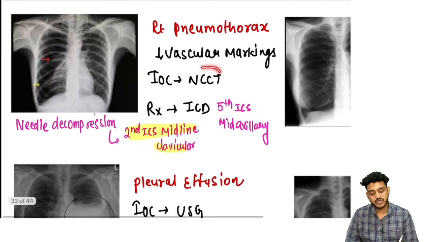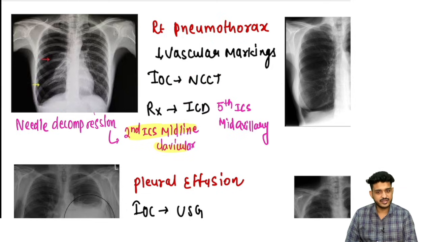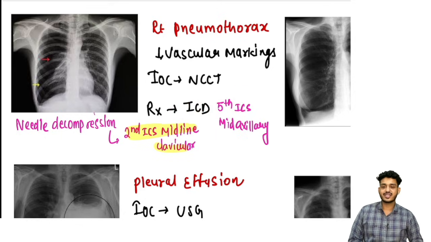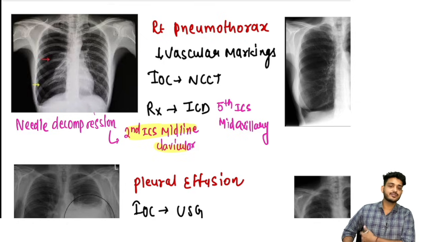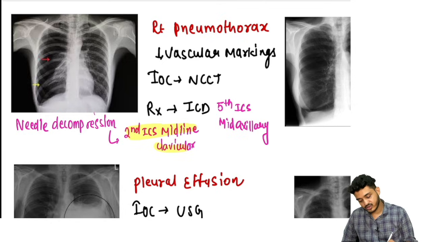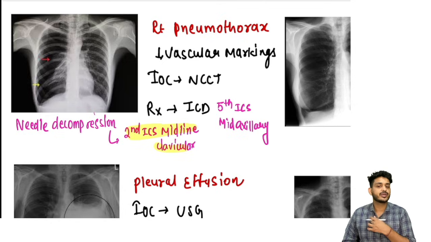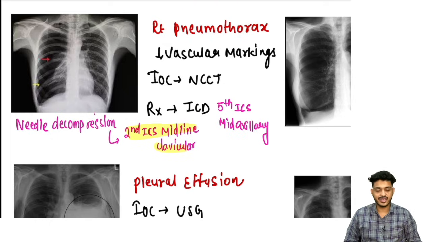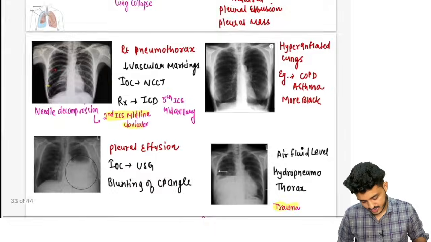The investigation of choice is going to be what? NCCT, non-contrast CT scan. And the treatment you can do what? You can insert the ICD tube. What is the site? That is going to be the fifth intercostal space, mid axillary line. Or you can also do needle decompression, where you will be going to the second intercostal space, mid clavicular line. This is the case of pneumothorax, more air in the lungs, right?